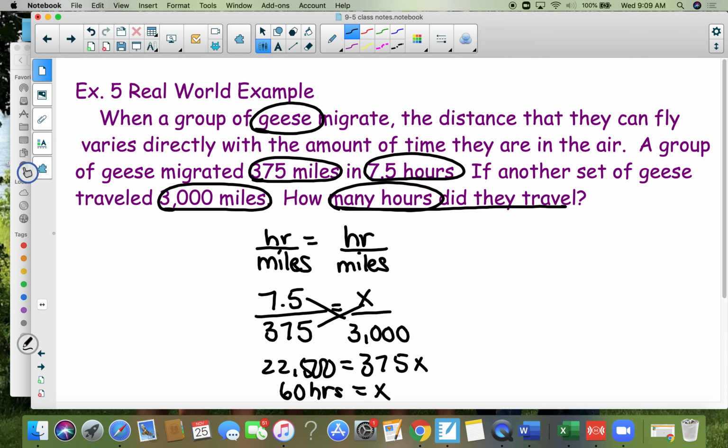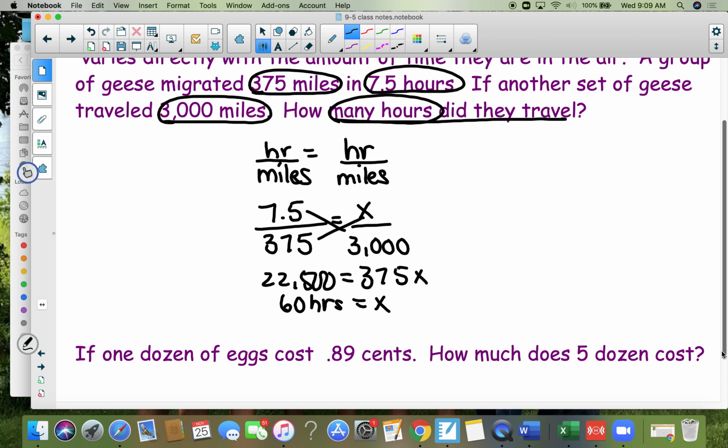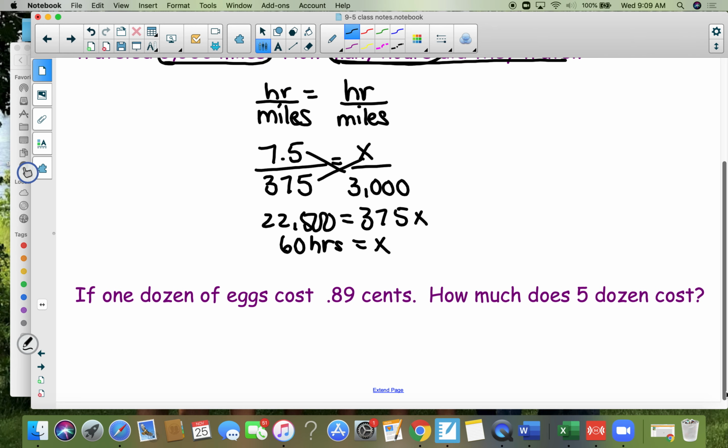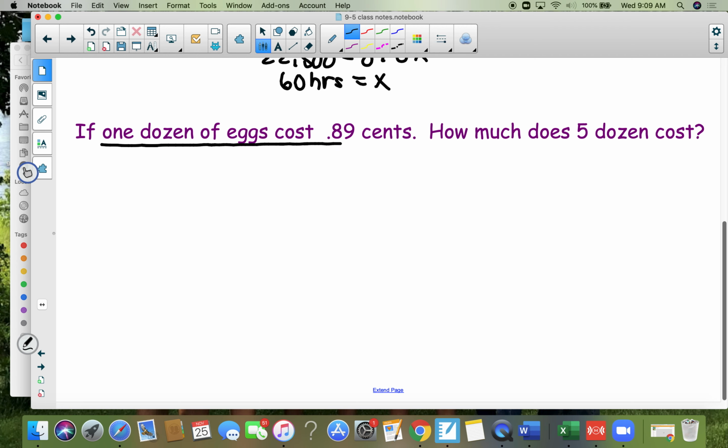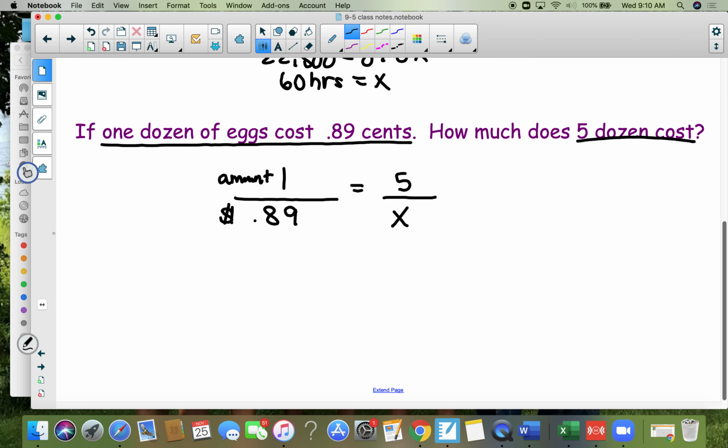So, okay, one other problem, and that's about it for the second part of 6.5. If 1 dozen eggs cost 89 cents, how much does 5 dozen cost? 5 needs to be here, and the cost is what you're trying to find. Remember, it has to go in the same order. The amount is on here, the money is down here. Then the amount is up here, and the money needs to come down here. So you have to keep it proportionally in the same spot.